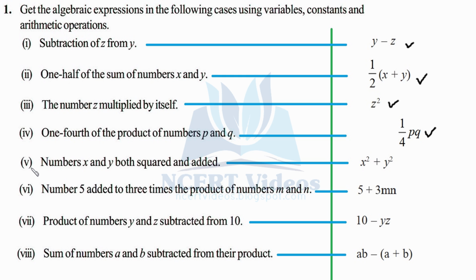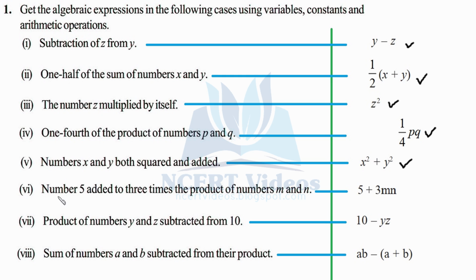Fifth, numbers x and y both squared and added. So we have two numbers or variables in this case, that is x and y. First, we need to square them. Both means we need to square them individually first of all. Therefore, the answer will be x square and y square, but they are also added. Therefore, first we are going to square individually x square and y square, and the operator that will come in between them is plus. Therefore, x square plus y square.